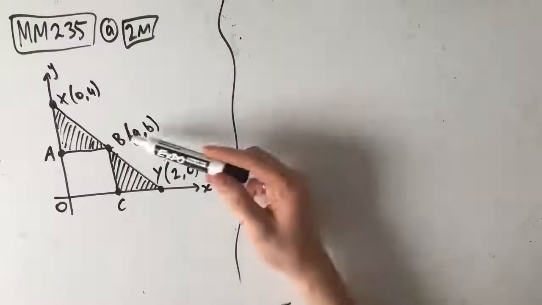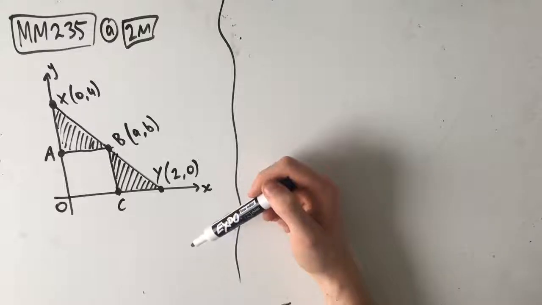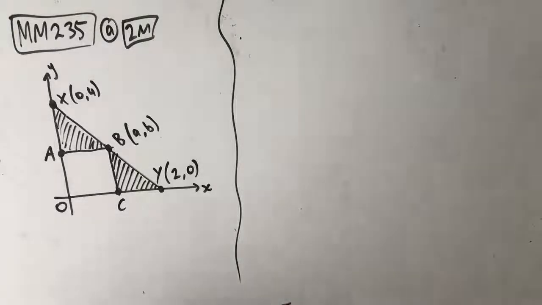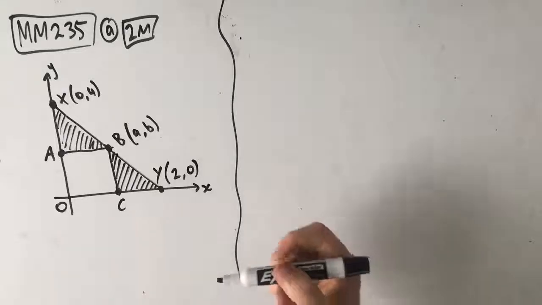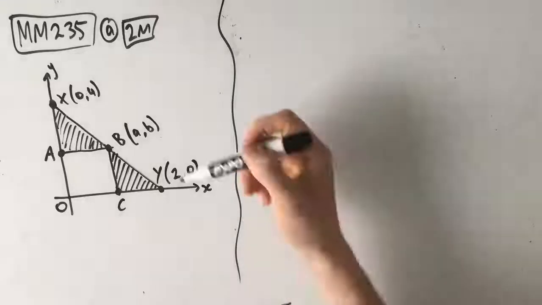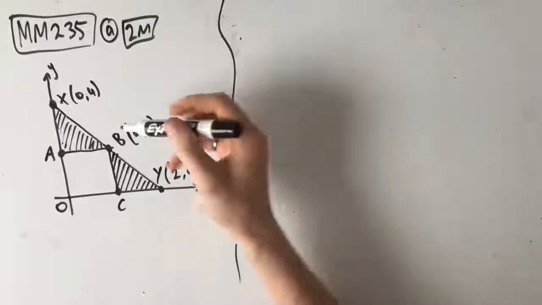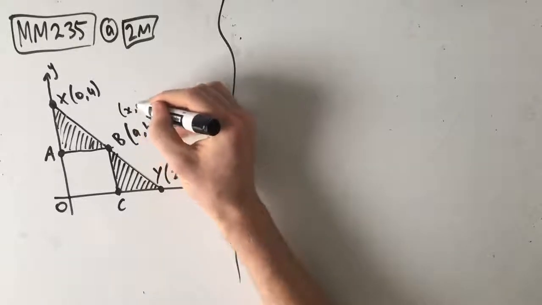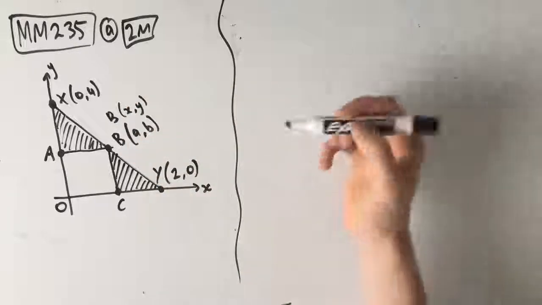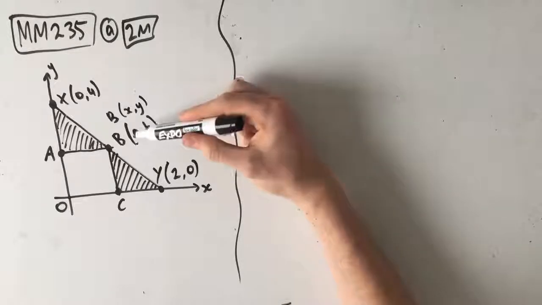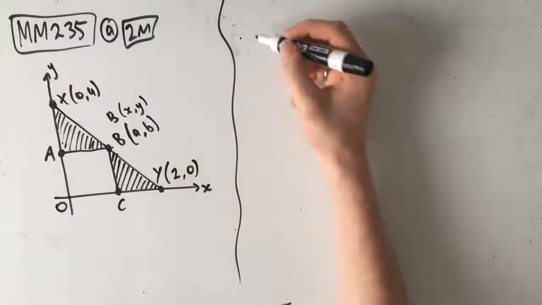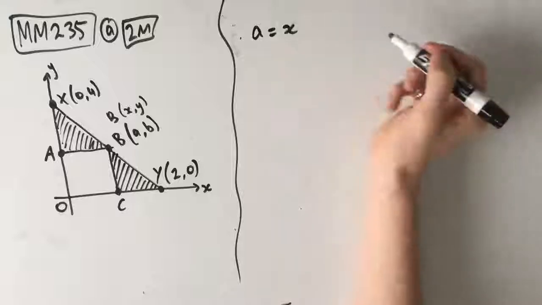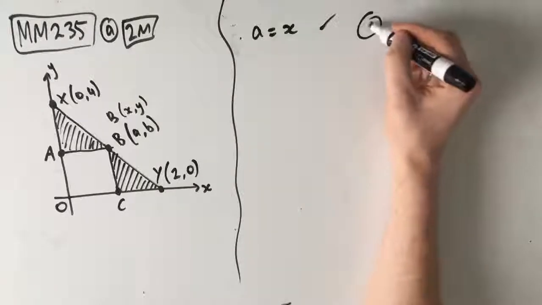The coordinates of B are (a, b), and in part A we need to find a and b in terms of x. Awesome. So first things first, we know that (a, b) are our x, y coordinates, which means that a is simply going to be our x value, right? Which means that a is equal to x. That's actually our first mark.